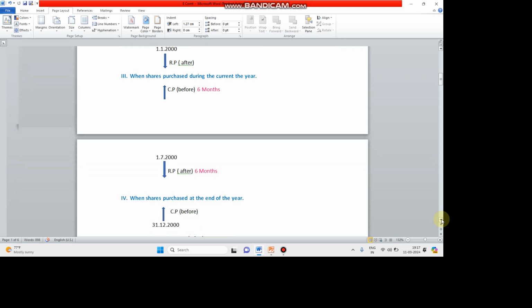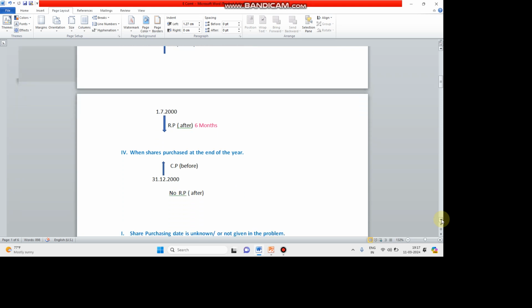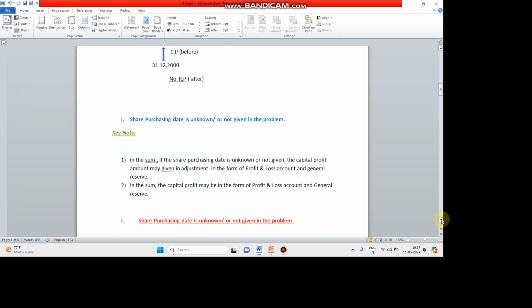Here there are 4 types of problem. We are going to see the first type of problem: the share purchasing date is unknown or not given. In this type of problem, the holding company acquires shares from the subsidiary company. How many shares, everything is given in a very clear manner, but there is no information on which date the holding company acquired the shares from the subsidiary company. So this is the first category of the problem.